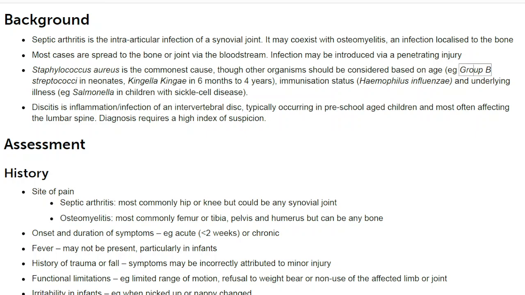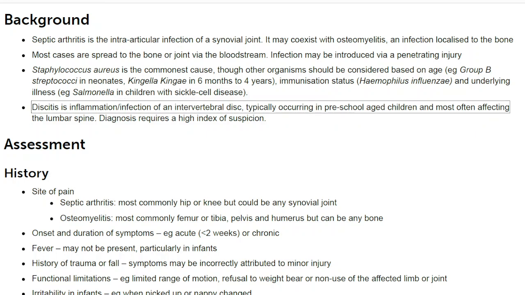Group B Streptococci in neonates. Kingella kingae in 6 months to 4 years. Haemophilus influenzae depending on immunization status. And underlying illness, e.g. Salmonella in children with sickle cell disease.